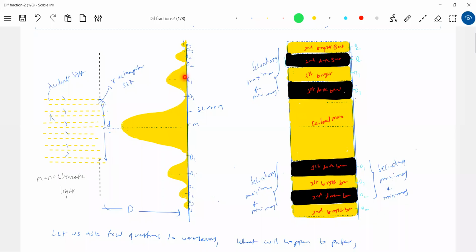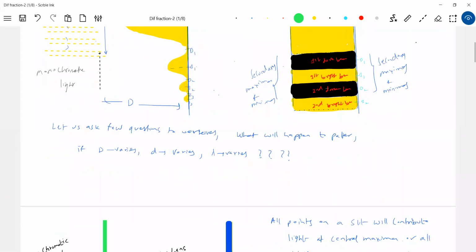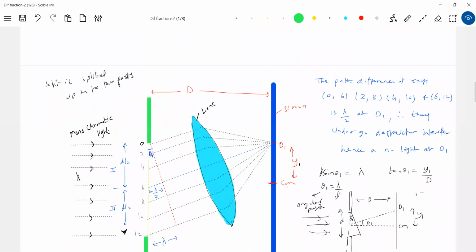At B1, what happened? One part of the slit will contribute light, whereas at the central maxima, all the points of the slit will contribute light. That's why the intensity at B1 will be less compared to the intensity of the central maxima. That is the reason I'm able to give. So how can you justify it? You can see from the diagram which I'm giving the explanation with.